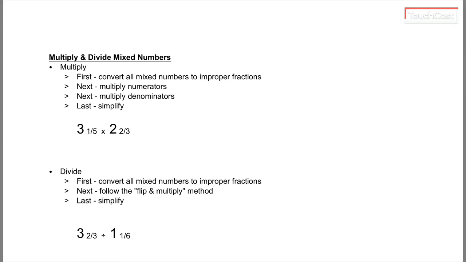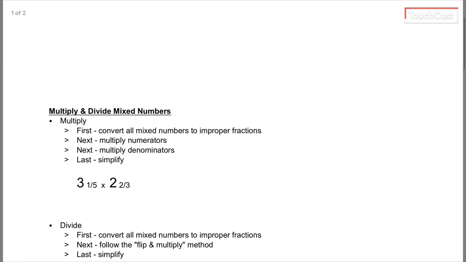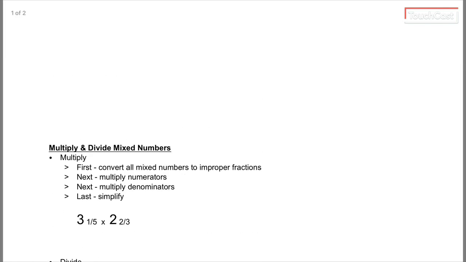Alright, first we're going to talk about how to multiply with mixed numbers. So let's review how to take the first step, which is to convert all the mixed numbers into improper fractions. So we're going to start with our 3 1/5, and we're going to convert that into an improper fraction. We multiply 3 times 5, which is 15, then we add 1, that becomes 16. We keep the same denominator, which is 5.